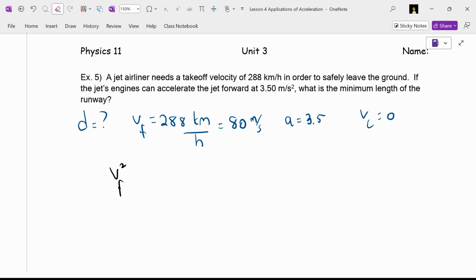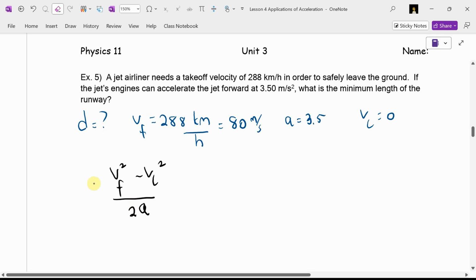Is there anything being added or subtracted to the D? Well, how am I going to move the VI squared over? Yes. Good. And then I think there's a 2 and an A. Yes? What are they doing to the D? So? Yes. That equals D. So it's going to be 80 squared minus 0 squared all over 2 times 3.5.